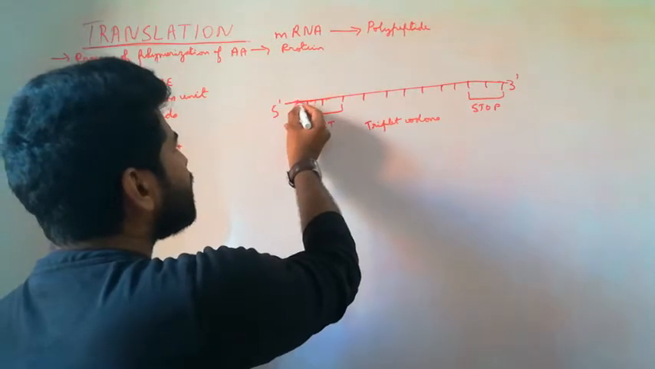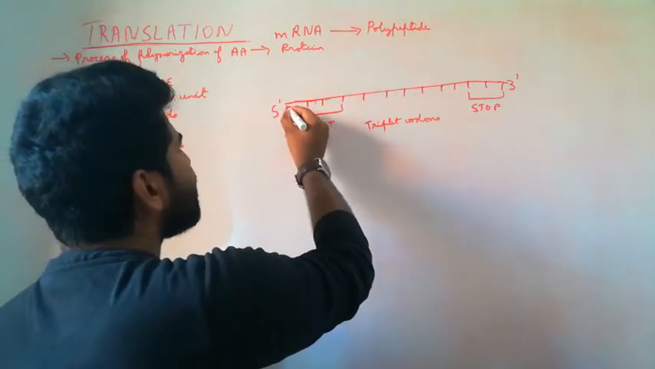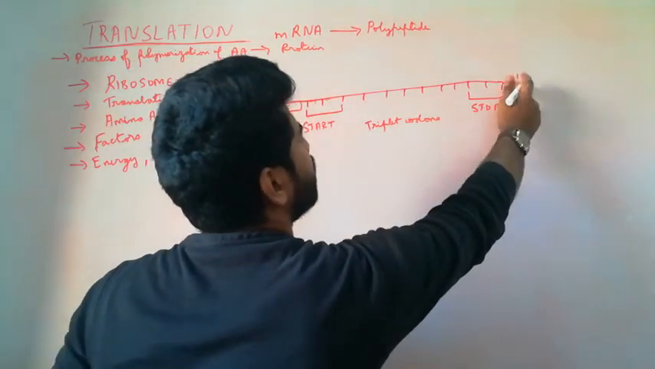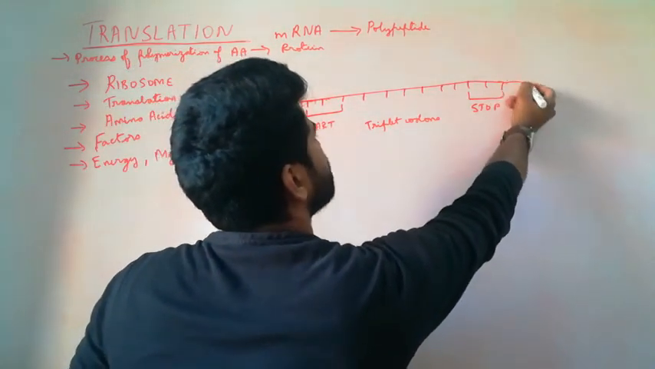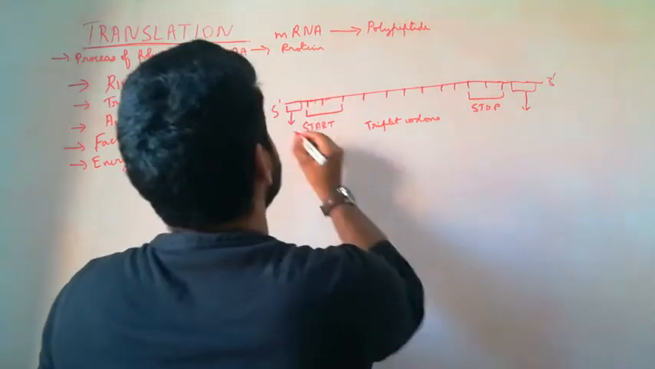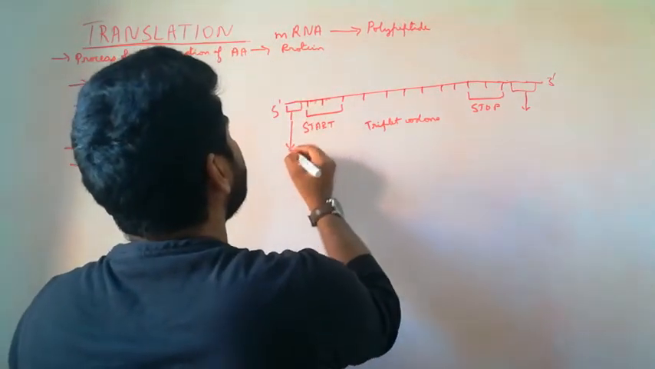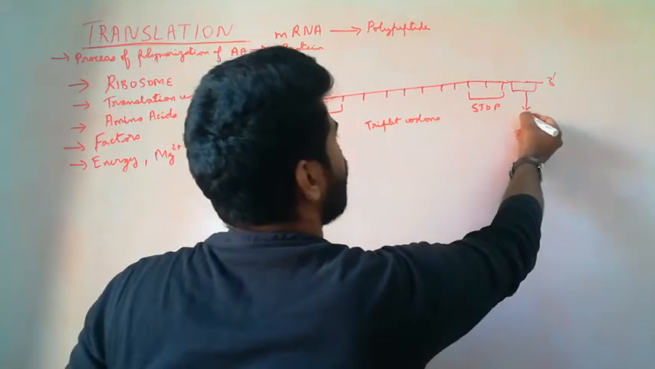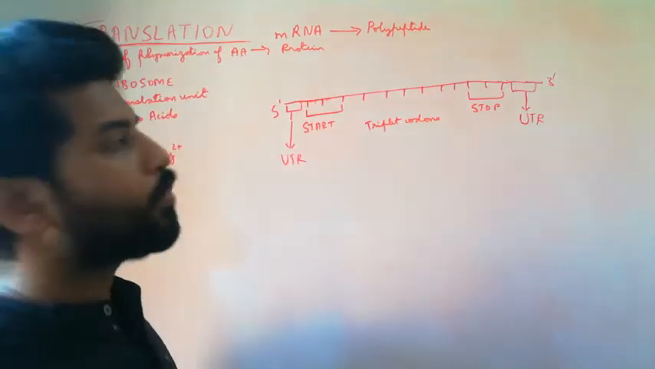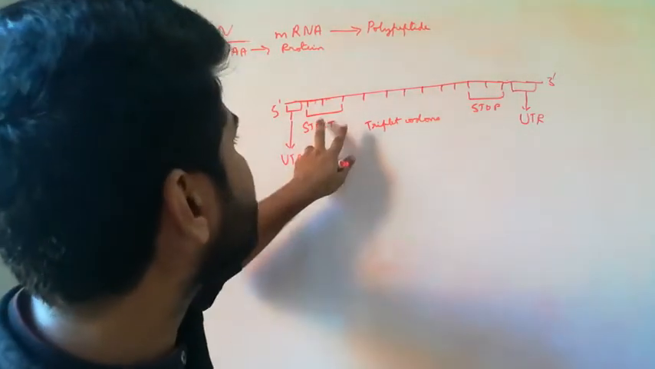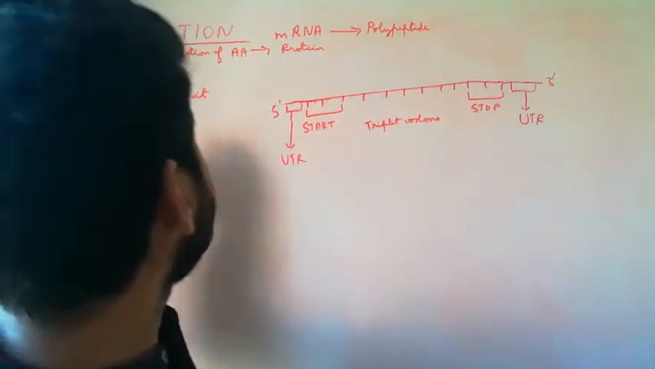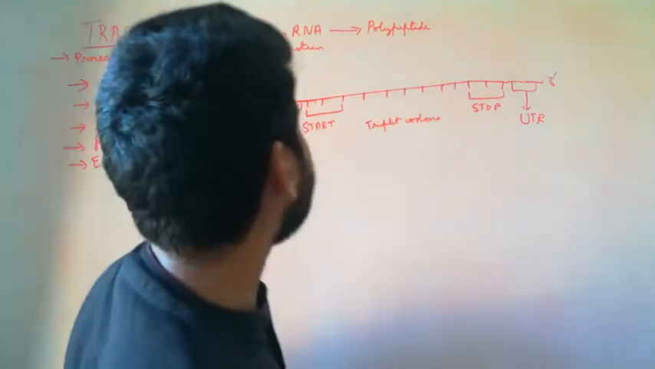So this is what a translation unit contains. Also, other than this, there are a few other sequences present before and after the start and stop codons. These are called the untranslated regions or the UTRs. They also help in the process of translation. They are present before the start codon and after the stop codon. So this is what is called a translation unit.